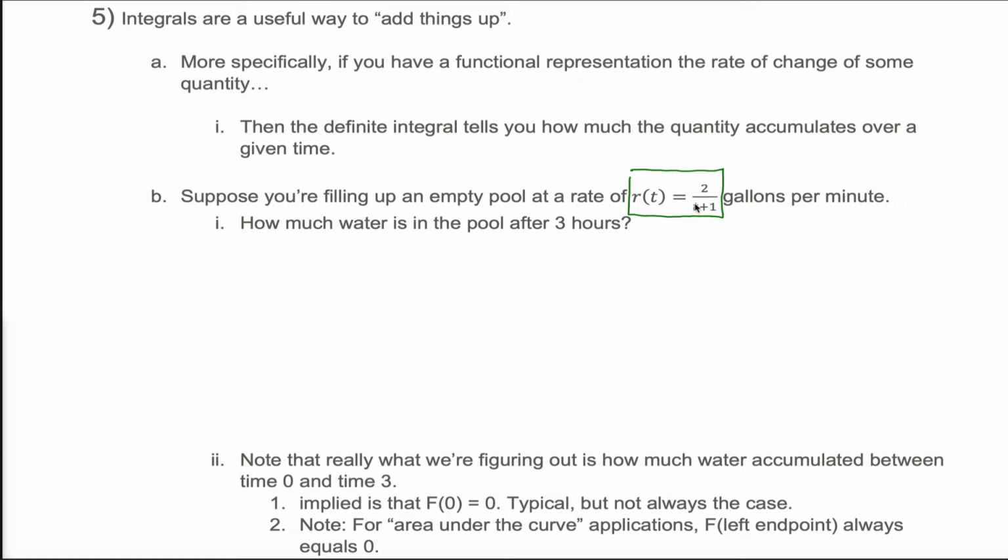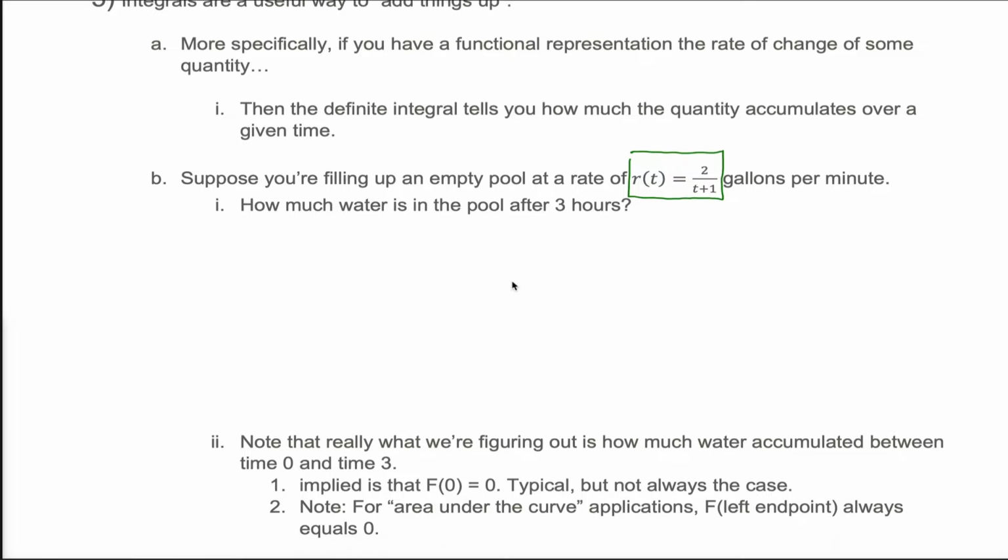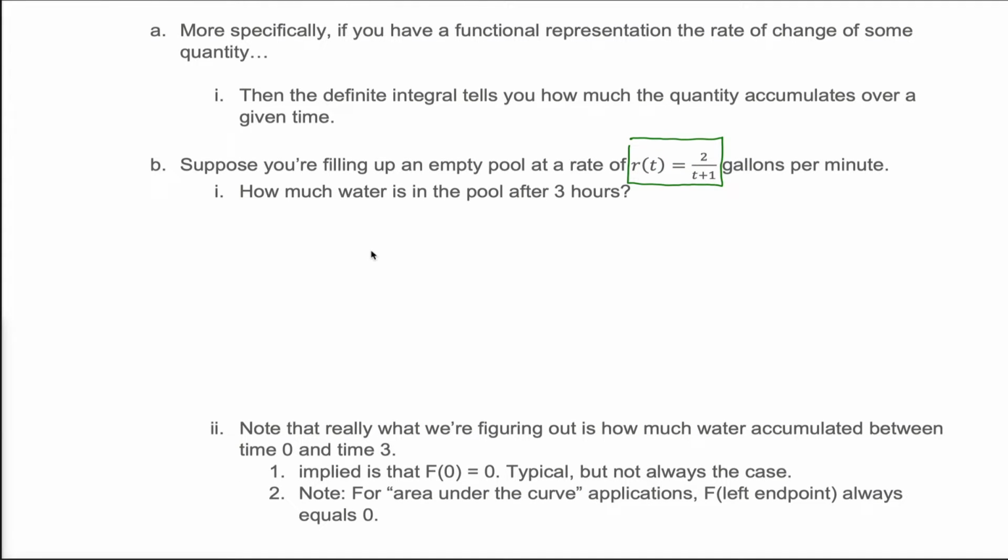If you know the rate at which water is coming out of the hose, and it's worth pointing out that that rate is changing, right? As t changes, as time goes by, the rate changes. Anyways, you have this function that represents the rate of change of water in the pool, and you want to know how much water is in the pool after 3 hours. Turns out you can figure that out by just evaluating the definite integral from 0 to 3 of 2 over t plus 1 dt. And this would be incredibly difficult to evaluate as a limit of sums, to try to do the infinitely small rectangle idea.